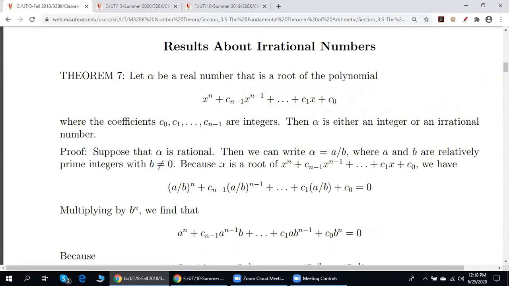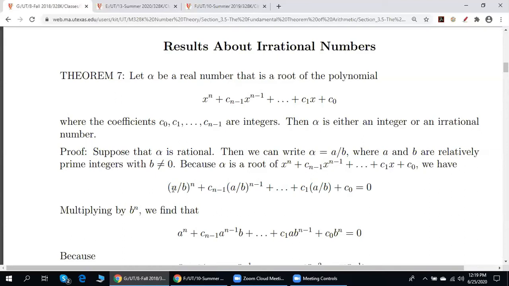Now, since alpha is a root of this polynomial, this is equal to 0 by definition of a root. Root means you plug in this here, the result is 0. So alpha is of the form a divided by b. We replace x here, here, and so on here by a over b. We get this. Since alpha is a root, this is equal to 0.